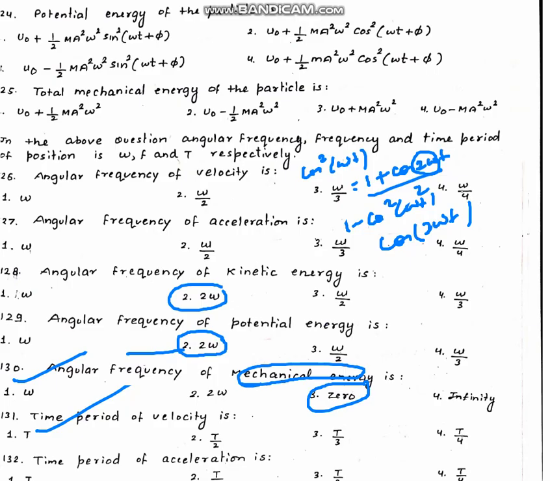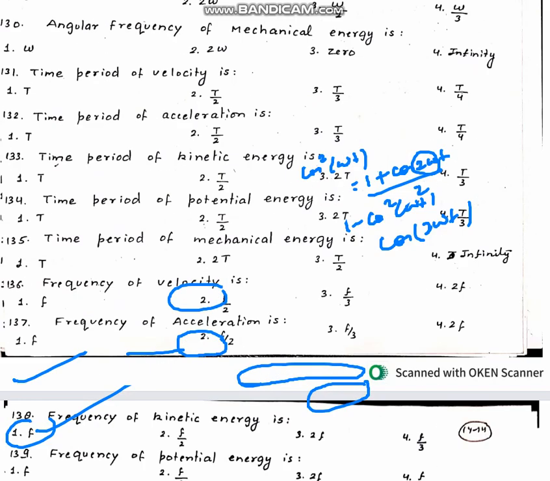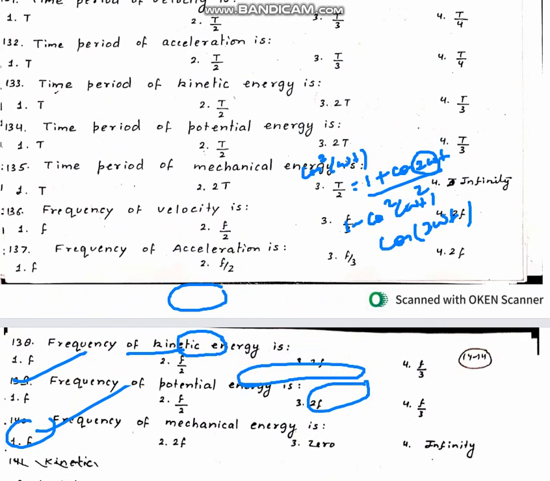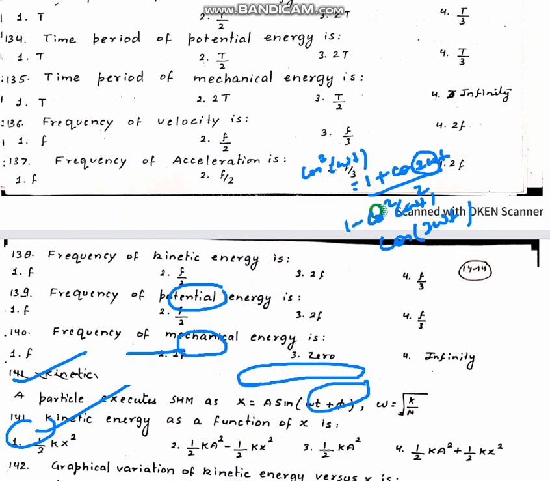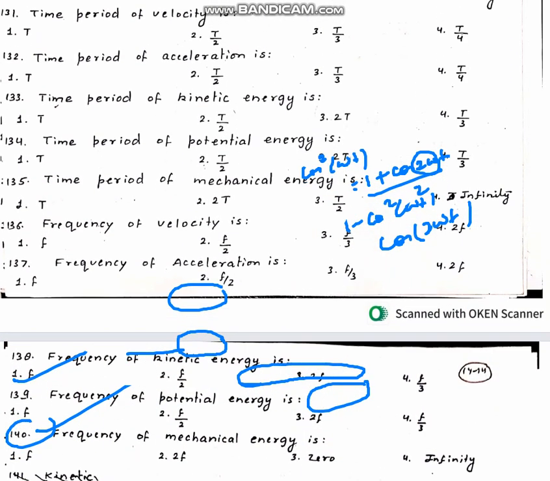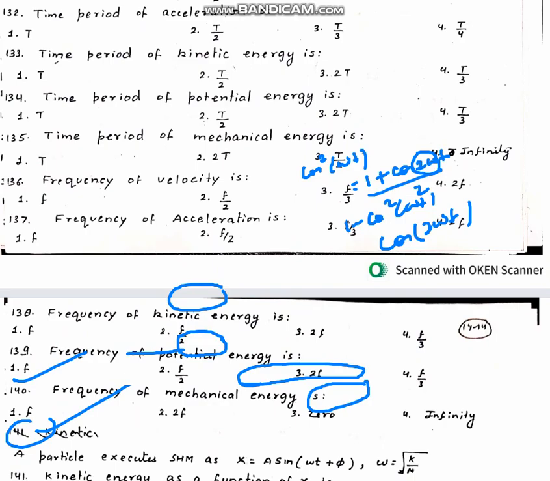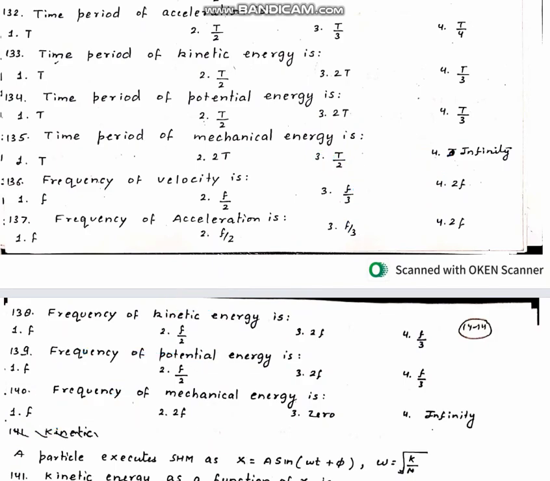Next is time period of velocities. So frequency is same, so time period of velocity will be same as that of T. Then we have time period for acceleration. So time period for acceleration will also be same as that of T. So first is correct over here.